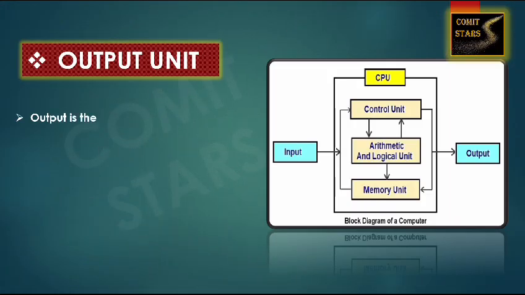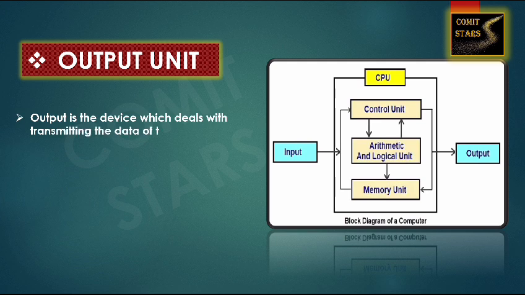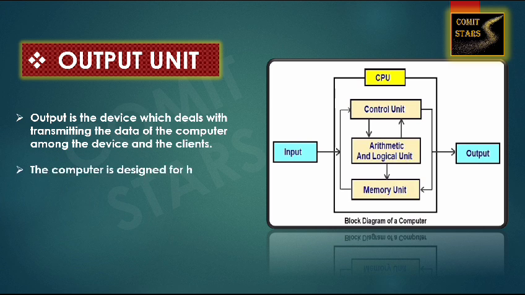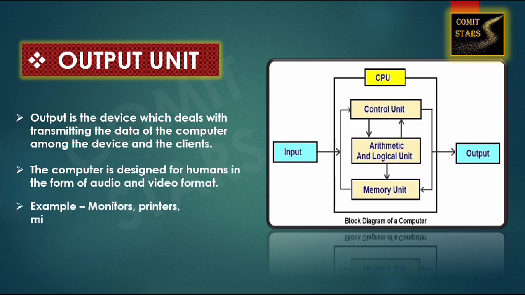Output unit. Output unit is the device which deals with transmitting the data of the computer among the device and the clients. The output is designed for humans in the form of audio and video format. Example: monitors, printers, microphones and headphones.